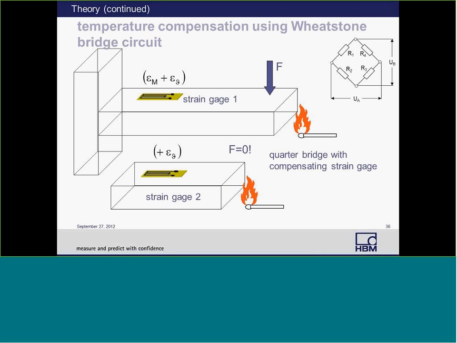So if we look at this case here, we have a temperature compensated setup using the Wheatstone Bridge circuit. So we have our strain gauge mounted on our bending beam with a downward force, and the temperature is varying. The output below is our strain gauge number 2 in the circuit, and that's also mounted to the same material, but it's not being affected by the bending event.